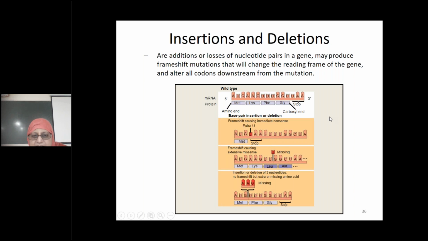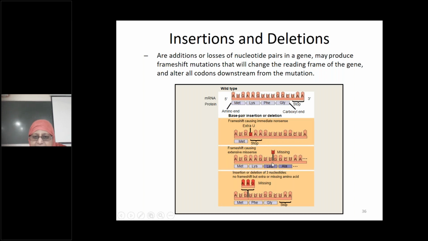So here you can see, in the case of frameshift mutations, an example again of methionine AUG, lysine AAG, phenylalanine UUU, and glycine CGGC, and then a stop codon. Here, if there is an insertion, an extra U is inserted after the methionine and before the lysine. What will happen? This will alter the reading frame. So now this frameshift causes an immediate nonsense codon, UAA, which is a stop codon. So it is causing premature termination of the signal.